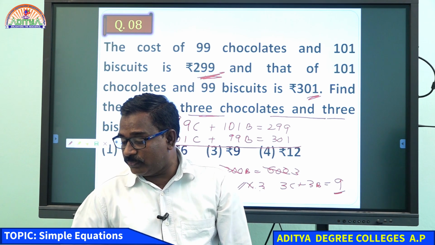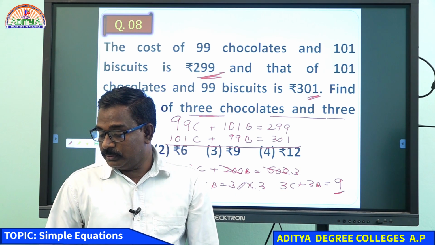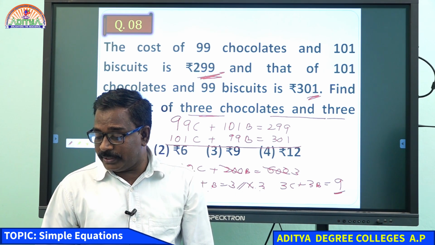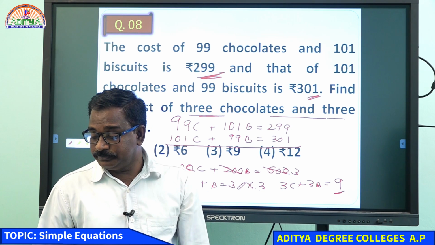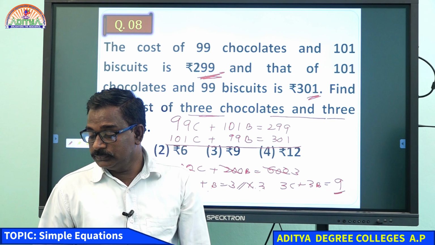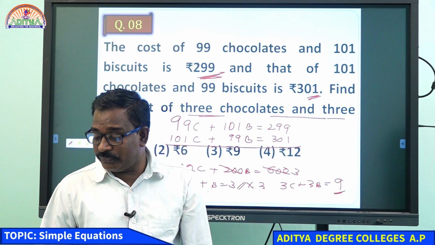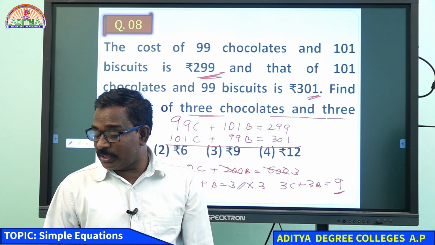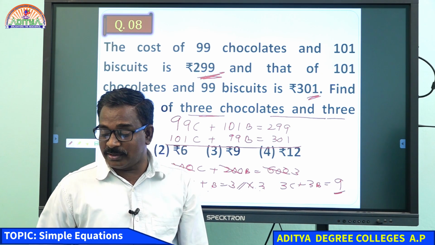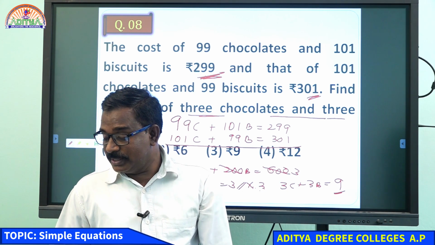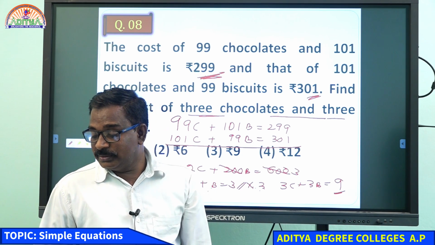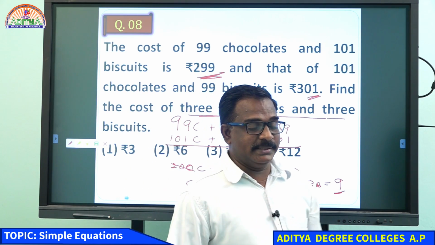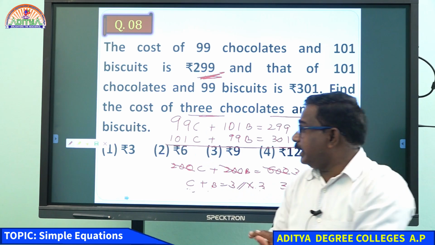Is it clear to everyone? Everybody wrote 3 rupees. You just need to verify what question is given there. It is not asking about 1 chocolate and 1 biscuit. It is asking the cost of 3 chocolates and 3 biscuits. Is it clear to everyone?